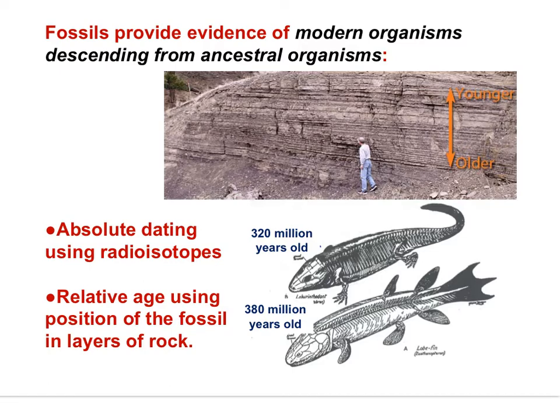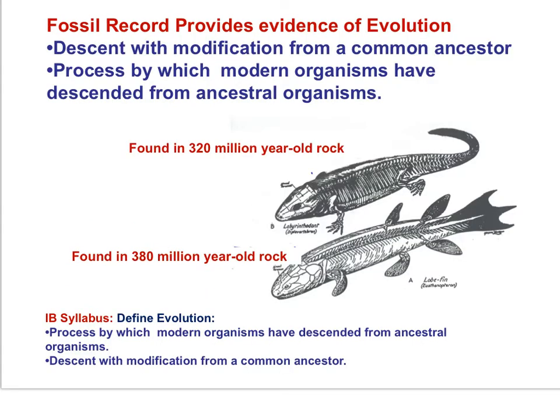As can be seen here, the older form would have been found in this layer, and the younger form in this layer. And the older form is less familiar to us than the younger form because we're more likely to see familiar structures in species that have lived more recently. The organisms presented on this slide are known to scientists from the fossil record.